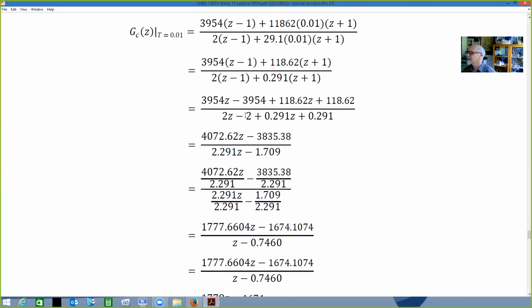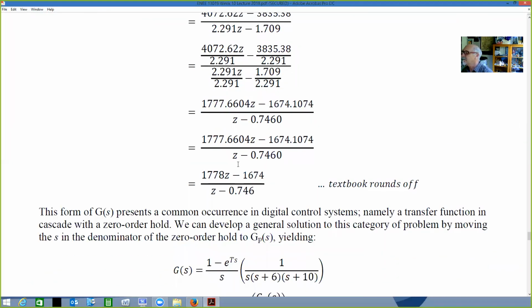You'll see that what they do is they tend to divide through by whatever's in the characteristic equation. They tend to take the highest power and divide through by that. So I've just followed the same process. The textbook's slightly rounded off, but the process is correct. The key thing is the process. So that's what we end up getting.